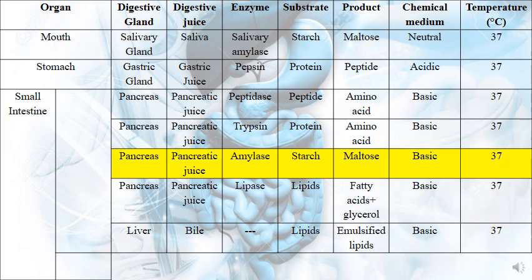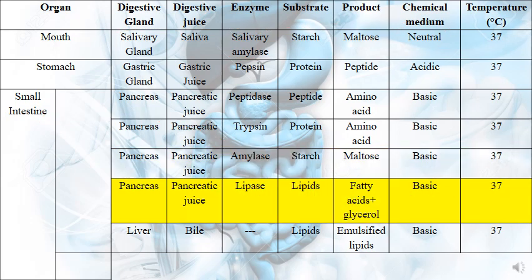Also the pancreas has a special juice, pancreatic juice, which contains an enzyme, amylase. Wait a minute, amylase? We heard about this before. Here's another amylase, salivary amylase. The salivary amylase works inside the mouth, so the medium is neutral. While this amylase works at the level of the small intestine, where it works also on starch to give maltose, but the medium here is basic, while here the medium is neutral, and always the temperature is 37 degrees Celsius.